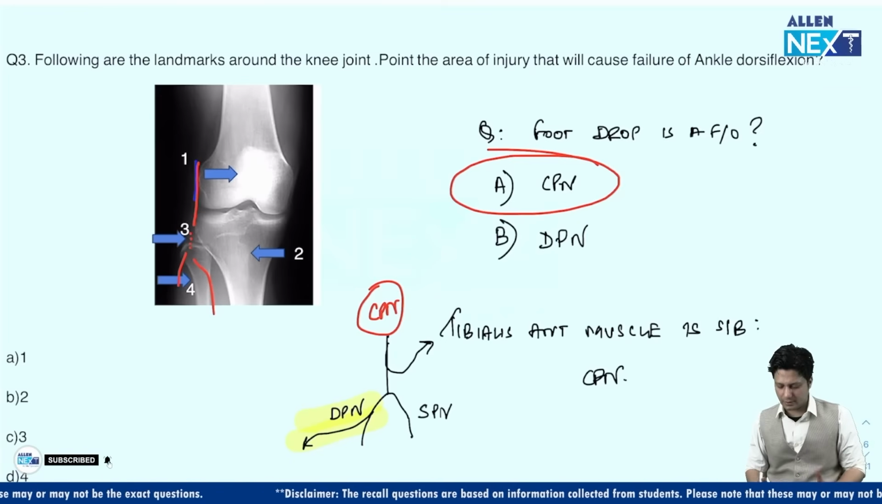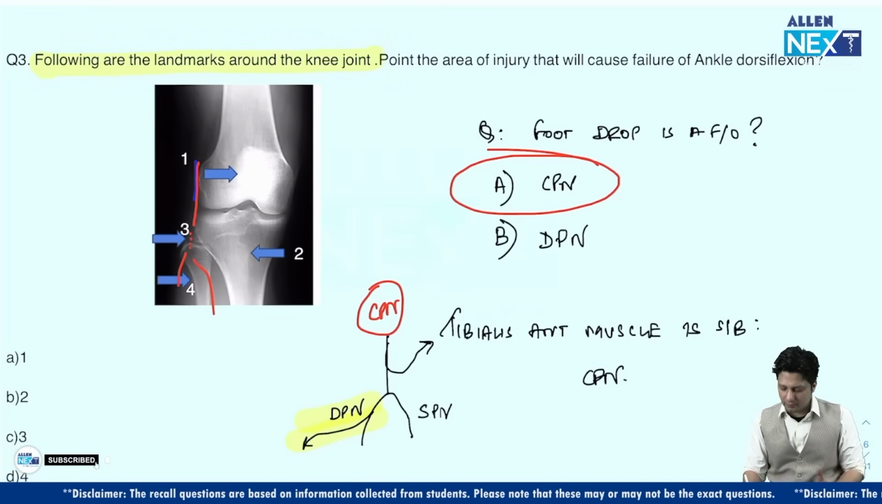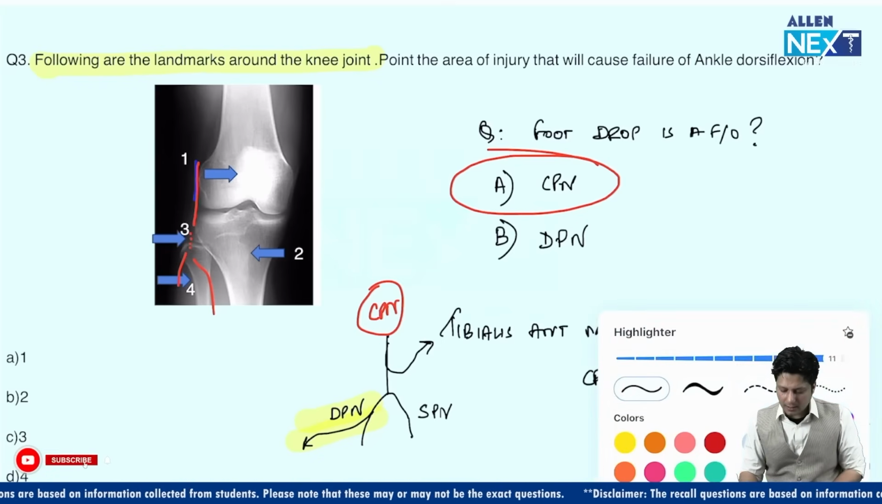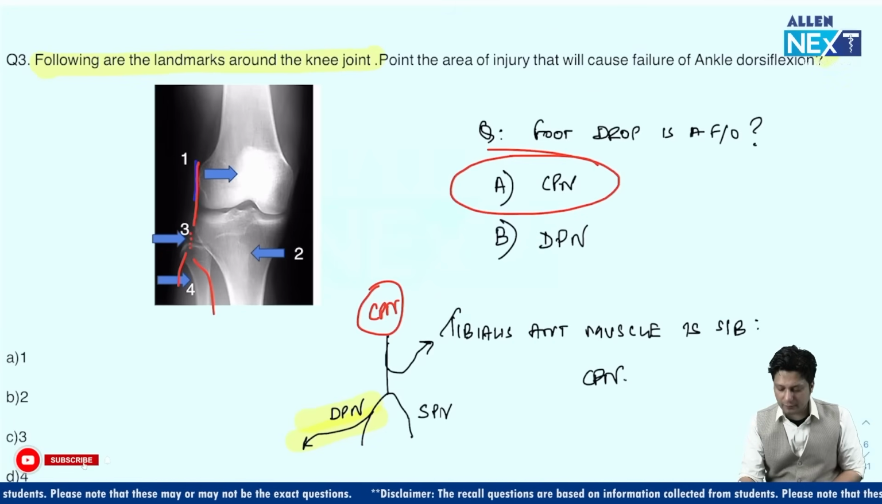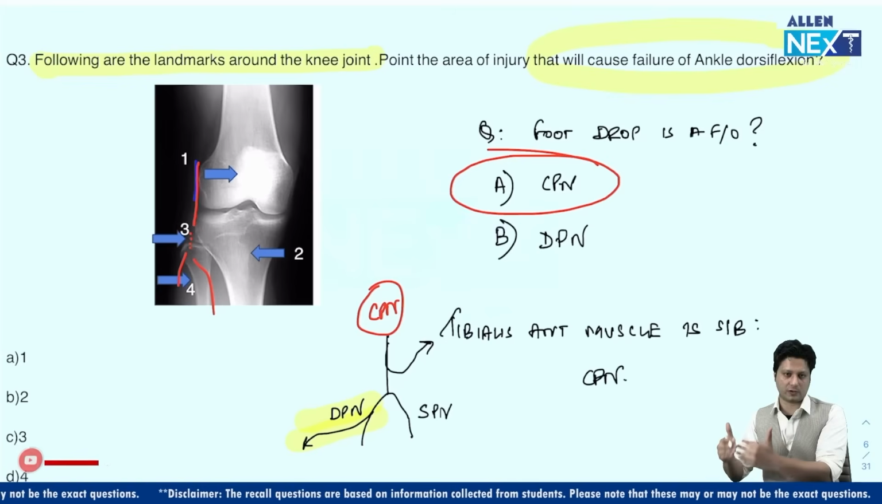Now come back to the question. The question is that the following landmarks are around the knee joint. They gave you some landmarks like 1, 2, 3 and 4. Point the area that will cause failure of ankle dorsiflexion, that is, the area where an injury will result in failure of ankle dorsiflexion.